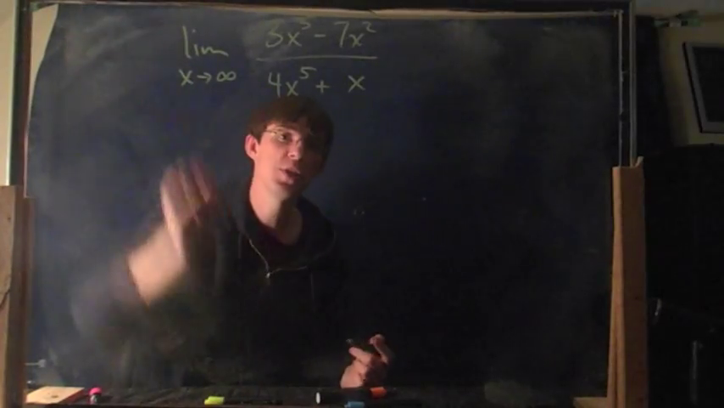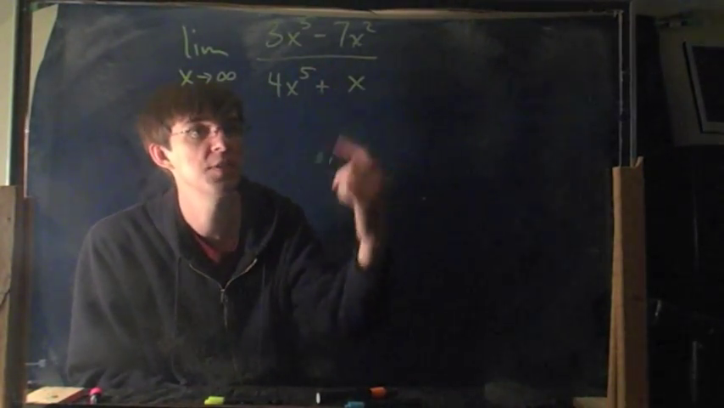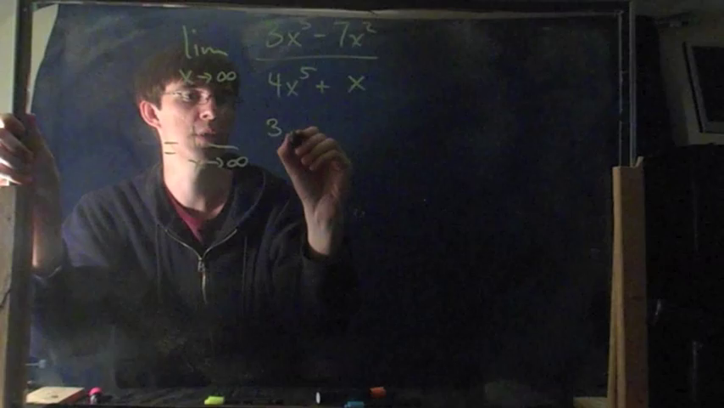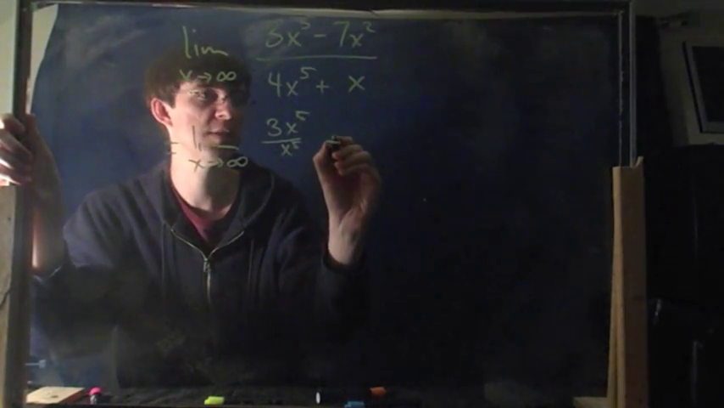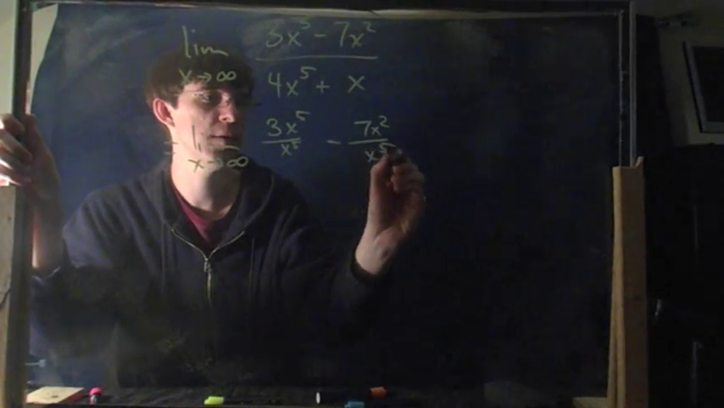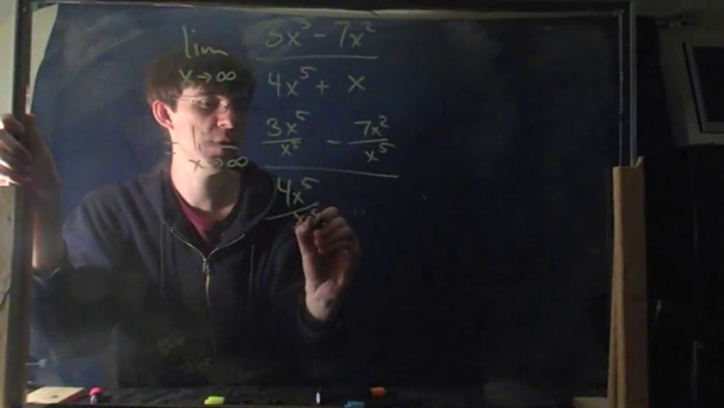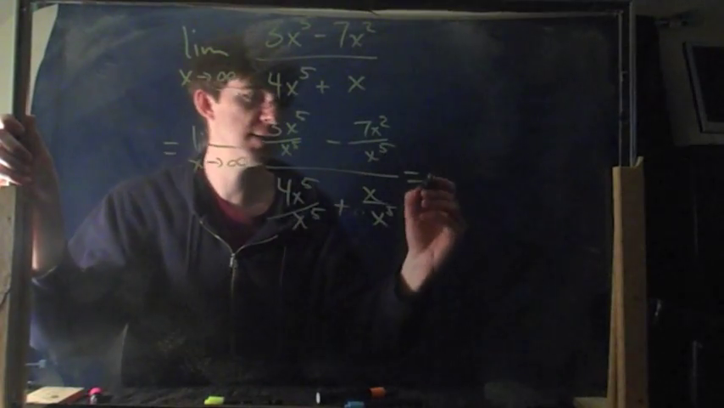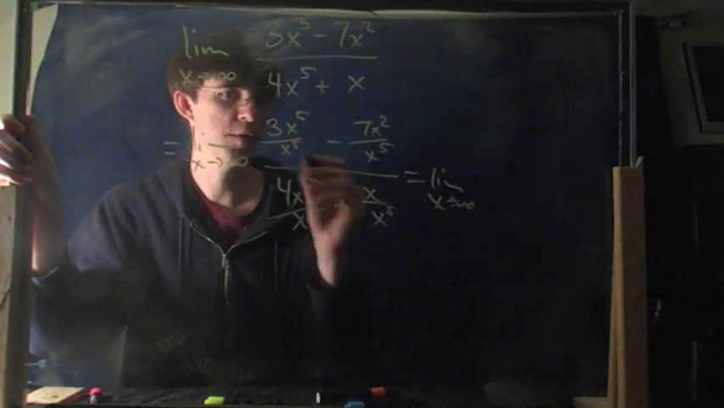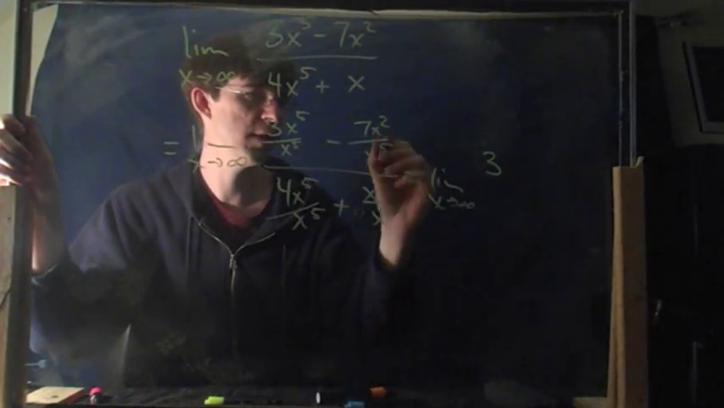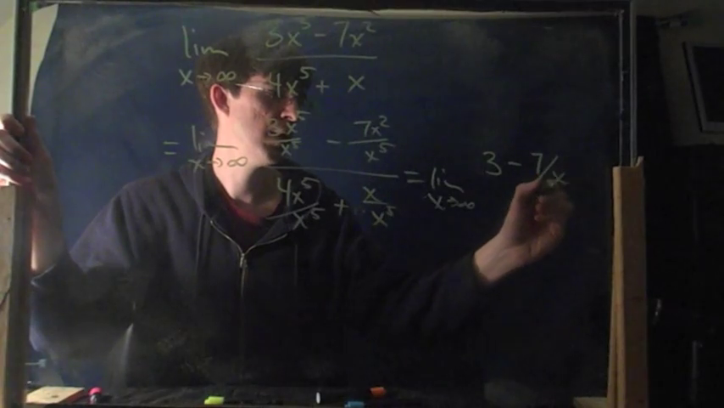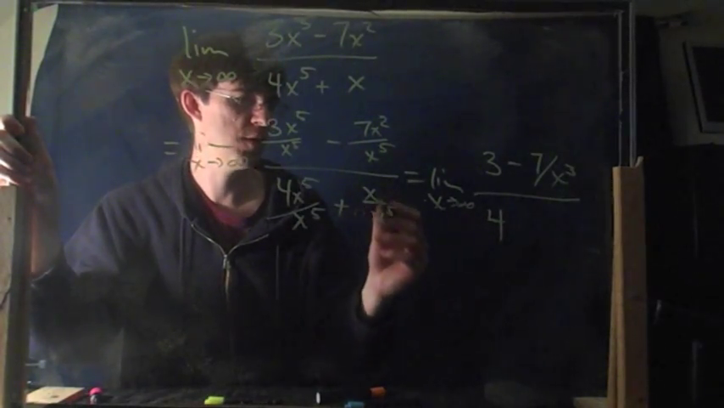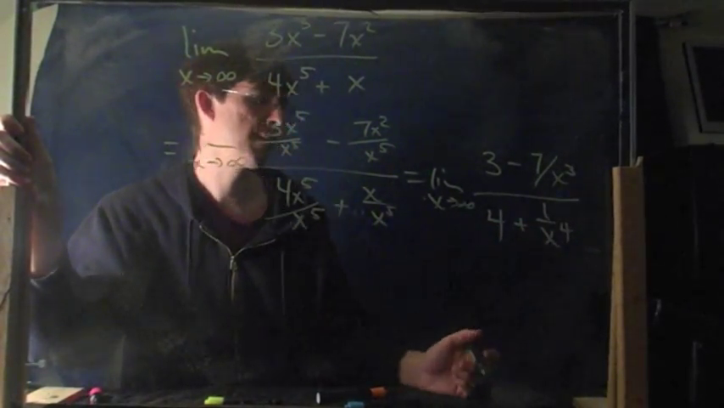I'm going to do the same trick as always, which is you divide out by the highest power of x that you see. In this case, it would be x to the 5, so this is the limit as x goes to infinity of 3x to the 5 over x to the 5, minus 7x squared over x to the 5, over 4x to the 5 over x to the 5, plus x over x to the 5. All right? Cancel some guys out, simplify. The limit as x goes to infinity: they cancel fully and you just get 3, and here, minus 7 over x to the 3. Downstairs, they cancel, you get 4. Here you get 1 over x to the 4.